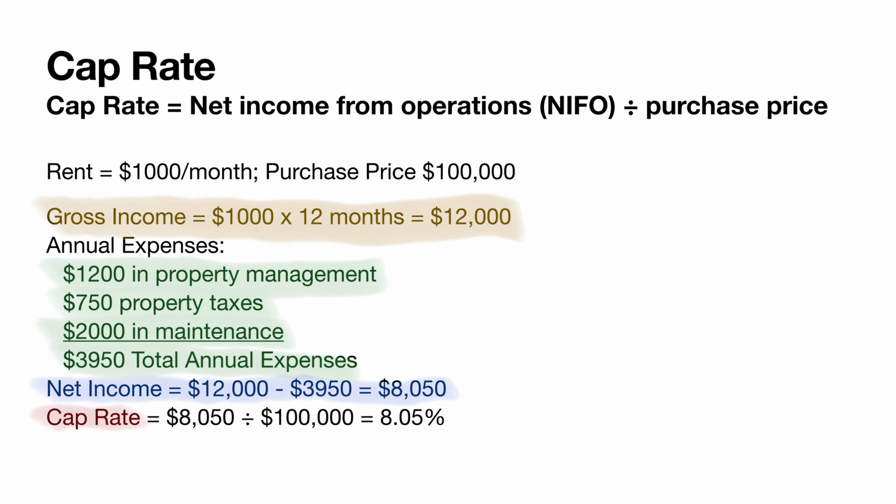Take that $8,050, divide by the purchase price. Let's assume in this case you paid $100,000. That leaves you about an 8% cap rate, which if you look at those numbers again, remember what we talked about with the 1% rule. This is a great example of when you manage your expenses, the 1% rule will give you about an 8% cap rate. And that holds true to form in a lot of different scenarios and a lot of different properties. So that's the cap rate.